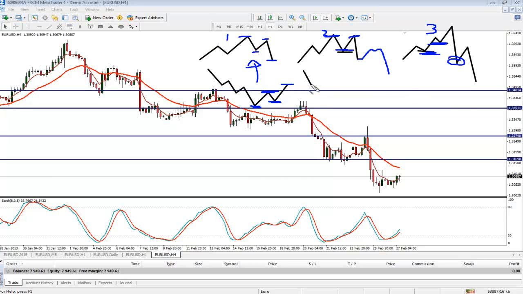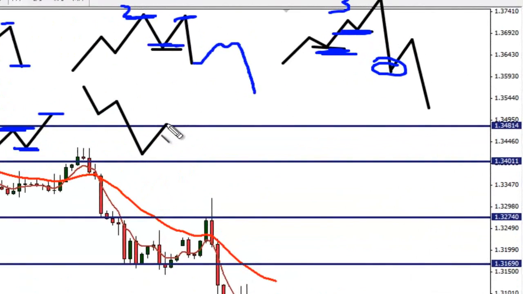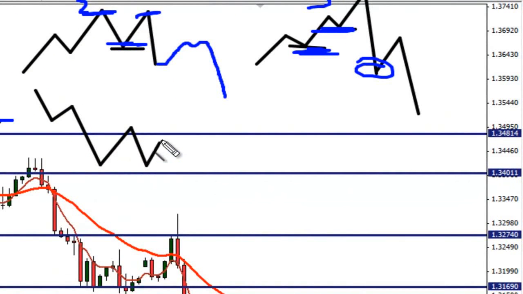Okay, said differently, the double bottom and break of the high is the same as number 2 here. So here's your double bottom and a break of the high. That would constitute a change of direction. Then the other one is the break of the last 2 swings. So that looks like this.